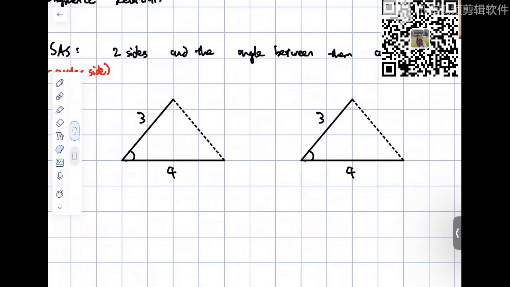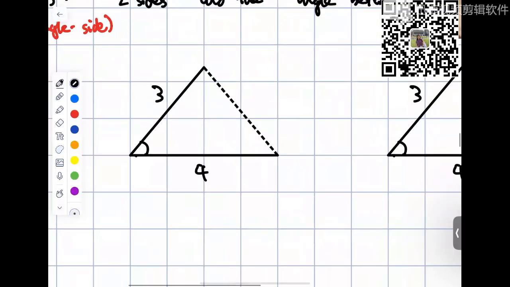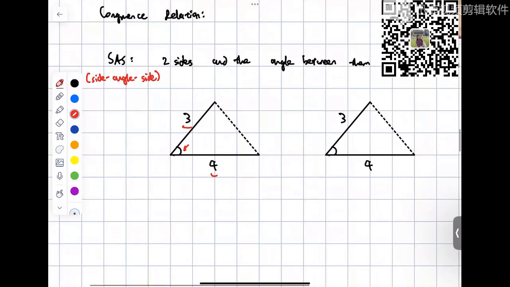And the reason why the side angle side congruence relation works is because if you have two sides and the angle, then the two sides plus the angle determine what the third side is. Does that make sense? Mhm.